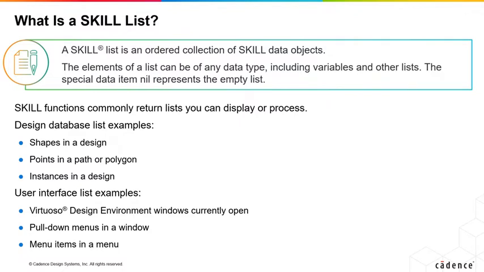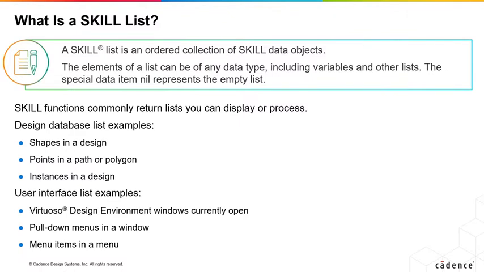And design database list examples are, for example, we can look up all the shapes in a design. We can, for a particular shape, look at the points in a path or a polygon. Or from a design standpoint, we could again look at all the instances in a design.